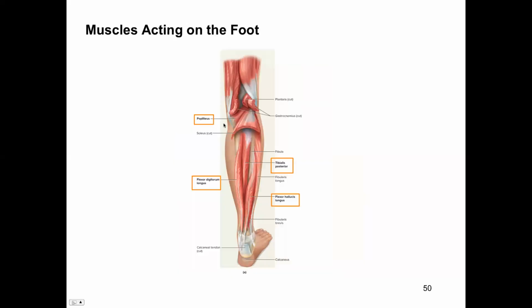Then here's your popliteus. This one's a really deep one inside the knee. And then here's your other ones. Here's your tibialis posterior. Remember I said that there's one posterior tibialis muscle. It's right there. And then here you've got these extrinsic muscles that control the flexion of the foot. All right. Okay, and I think that's it.